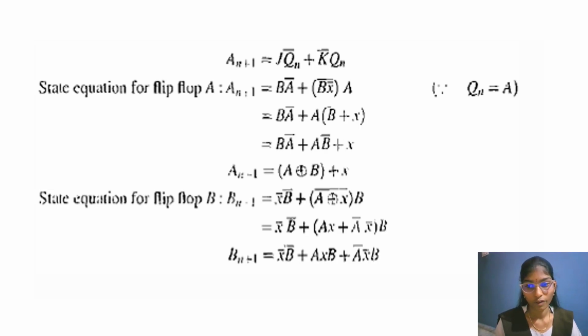State equation for flip-flop B. Bn plus 1 is equal to X bar B bar plus AX or X whole bar into B, which is X bar B bar plus AX plus A bar X bar into B. Bn plus 1 is equal to X bar B bar plus AXB plus A bar X bar B.